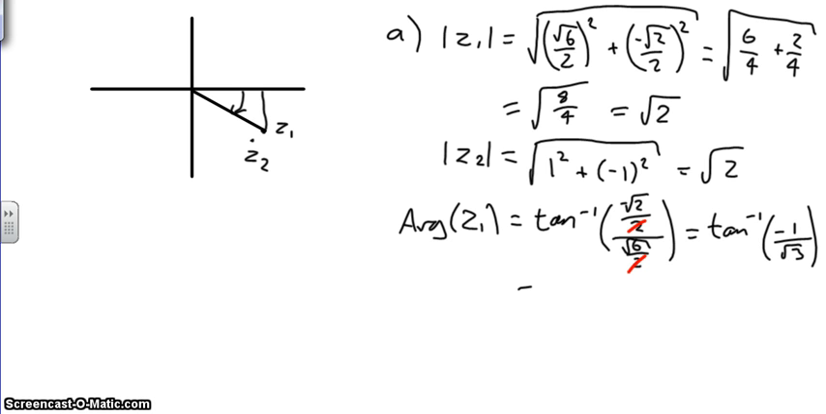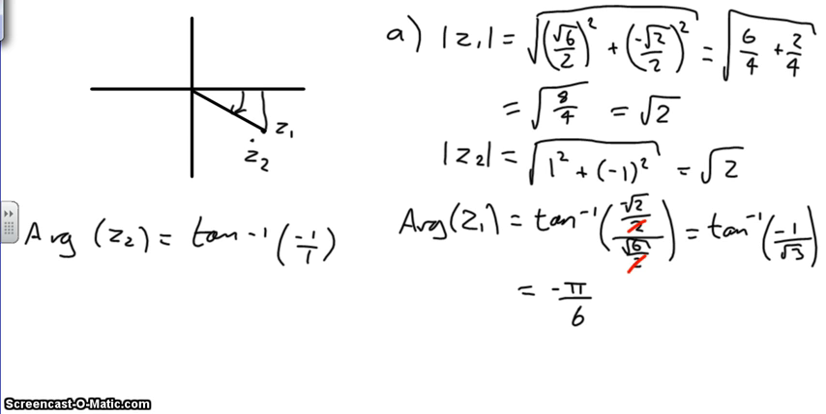And the argument, you can use your special triangles for that. You should know that the angle there is pi by 6, and because you can see where it is on the Argand diagram, it's minus pi by 6. If you don't draw the Argand diagram, it's very easy to get the value over here, which would be 5 pi by 6, which is wrong. The argument of Z2, tan to the minus 1 of minus 1 over 1, well that's 45 degrees, which is pi by 4, and again, you can see here it's negative.